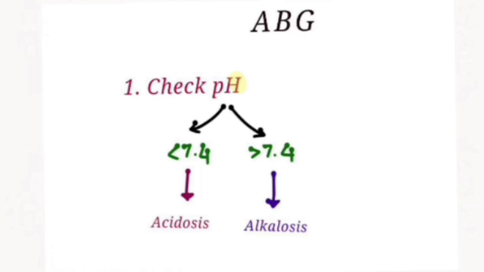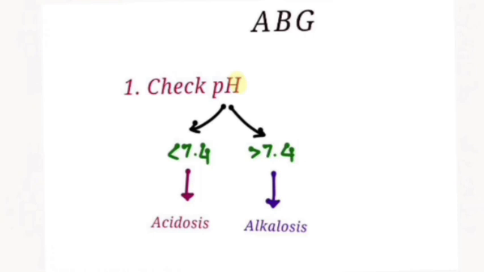So the first step is to check the pH of the patient and determine if it is acidosis or alkalosis. The next step is to check the HCO3 value of the patient. From that you can understand if the patient has a metabolic condition or a respiratory condition. The third step is to calculate the expected PCO2 value. The fourth step is to compare the expected and the observed PCO2 value to check if there is compensation or not. We move ahead and look at the steps to be followed.